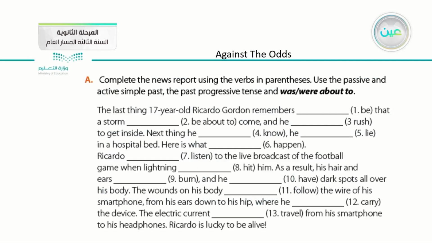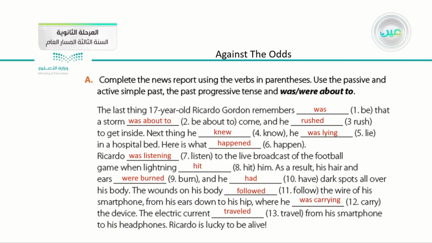In the first one, we have here this report where we are asked to use the passive and active simple past, the past progressive tense, and was or were about to. The last thing 17-year-old Ricardo Gordon remembers was that a storm was about to come and he rushed to get inside. Next thing he knew, he was lying in a hospital bed.